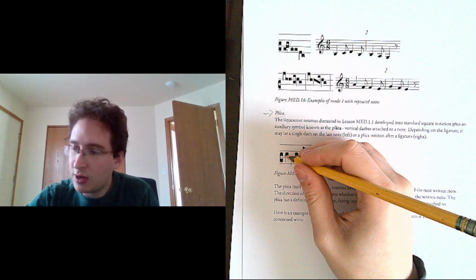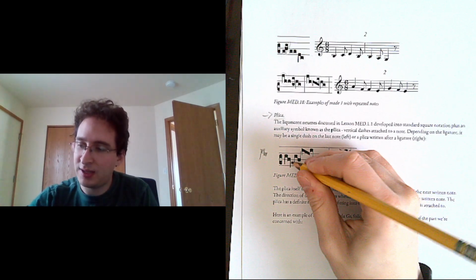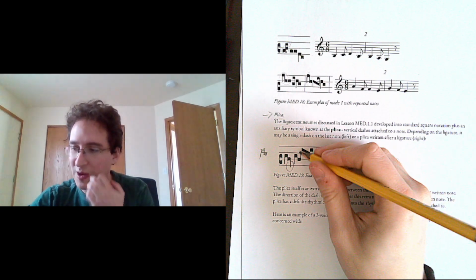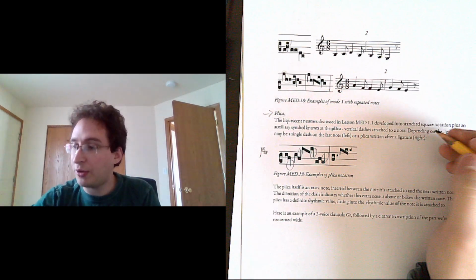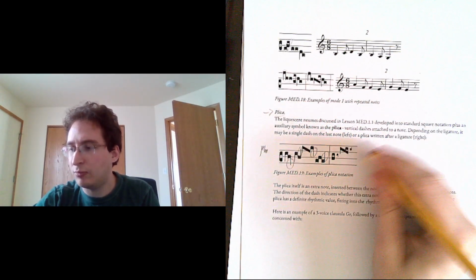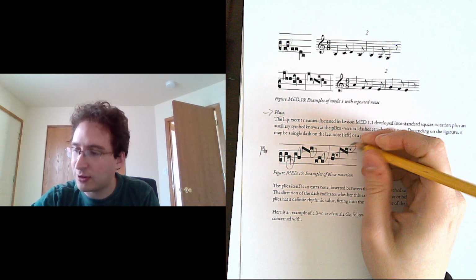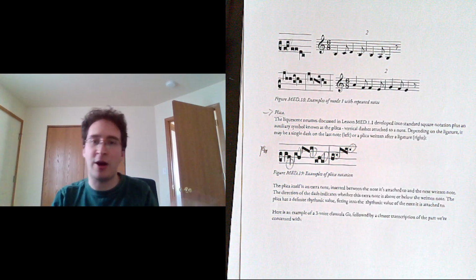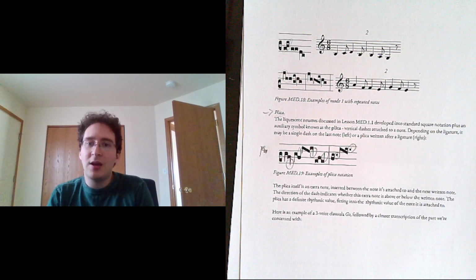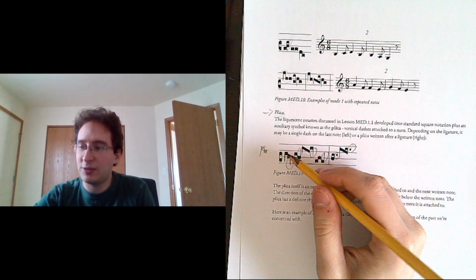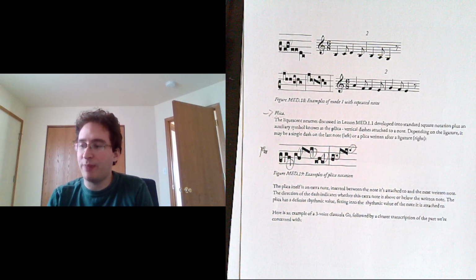So here, normally, the neume would be just that. But here, we've added a dash. Here we've added a dash, on neumes where they don't belong. The other way to do it, which is more common moving forwards in history, is to have a plica written after a ligature, just a tiny note. Looks like a modern-day grace note, but in this case, it is something different. So the plica itself is an extra note that's inserted between the note that it's attached to and the next note. The direction of the dash indicates whether it's above or below the written note.